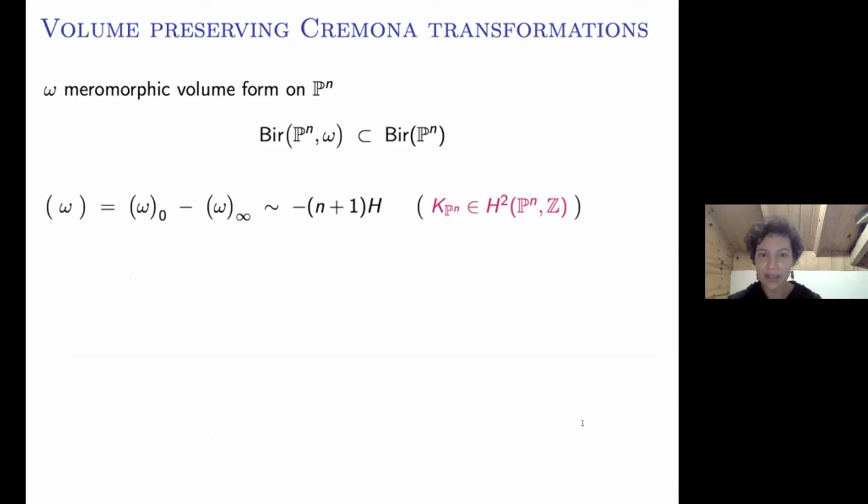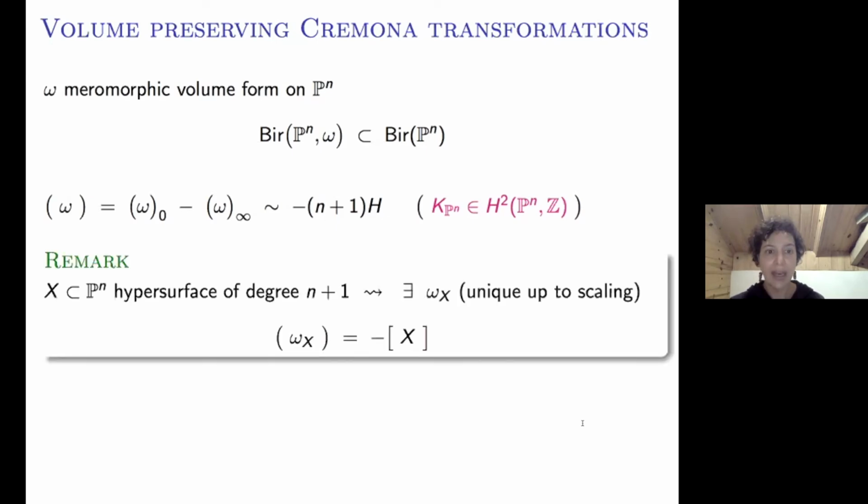And it turns out that this cohomology class is always minus n+1 times a hyperplane section. So this is what we call the canonical class of the projective space. And just an easy remark: conversely, if you give me any hypersurface X of degree n+1, I can always find a unique up to scaling meromorphic volume form that does not vanish anywhere and has simple poles precisely along X. So this is what I mean by this expression.